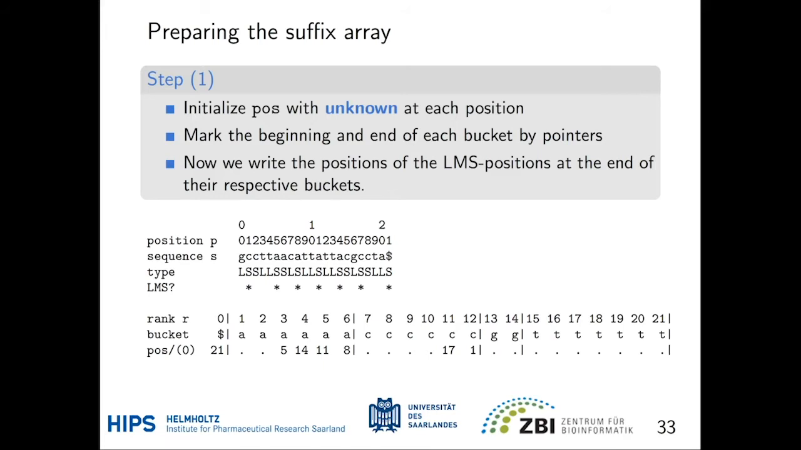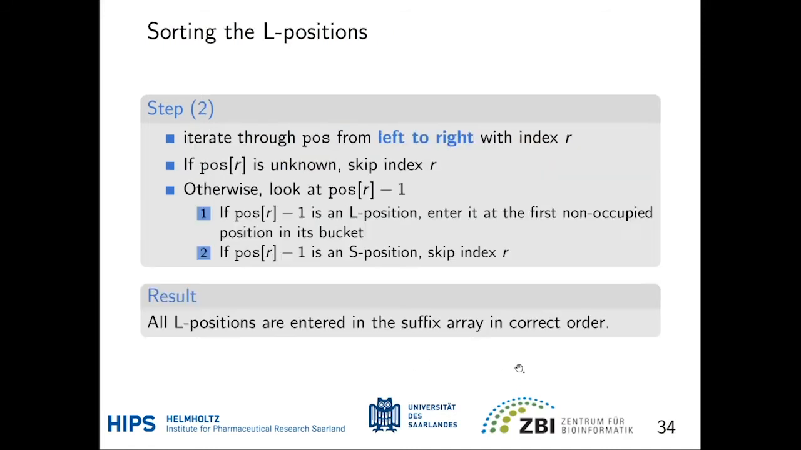Here is an example. The familiar sequence S, the type array, and the LMS positions are marked with stars. So in the preparatory phase, we just put all the LMS positions in the corresponding buckets in the right order.